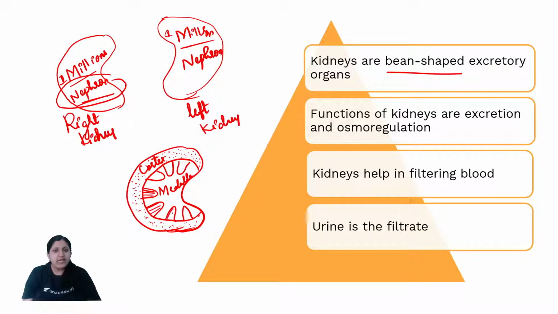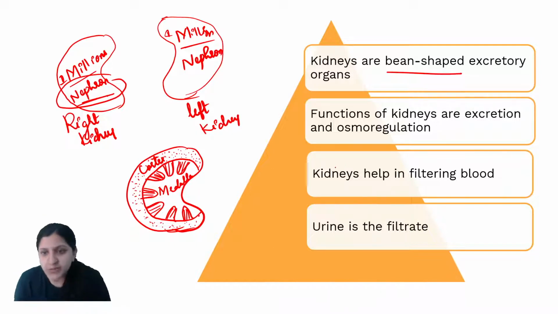So let's see in today's class how exactly the nephron is arranged in here. We will see that in the cortex. This is not just one nephron that is arranged, millions of nephrons are arranged in a kidney. So we will have a look at that.